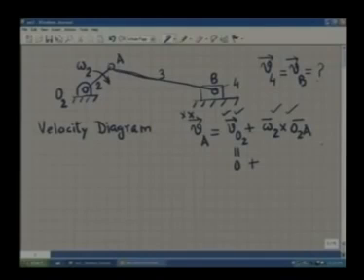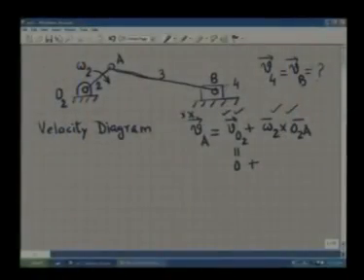Once I confirm that I can use this vector equation, let me represent it by a vector diagram. We draw the velocity of the point A, which is 0 plus omega 2 cross O2A. I know the magnitude, that is omega 2 into O2A, because the vector omega 2 is perpendicular to the plane of motion and O2A lies in the plane of motion. So the angle between them is 90 degrees.